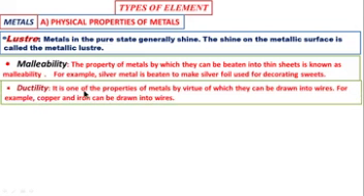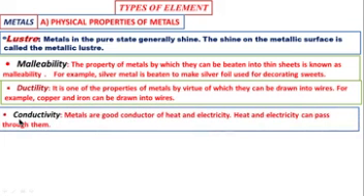Ductility. It is one of the properties of metals by virtue of which they can be drawn into wire. For example, copper and iron can be drawn into wires. You are very familiar with wires. Conducting wires are used in our home. They are generally made of aluminum or copper.